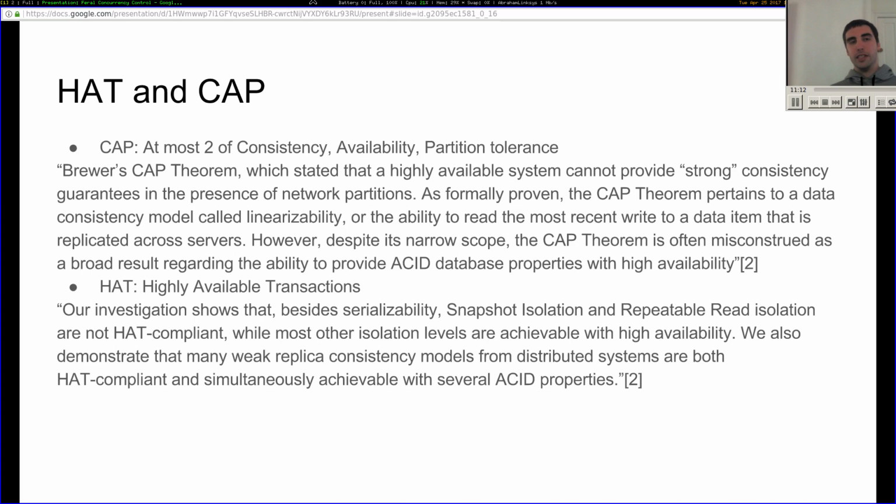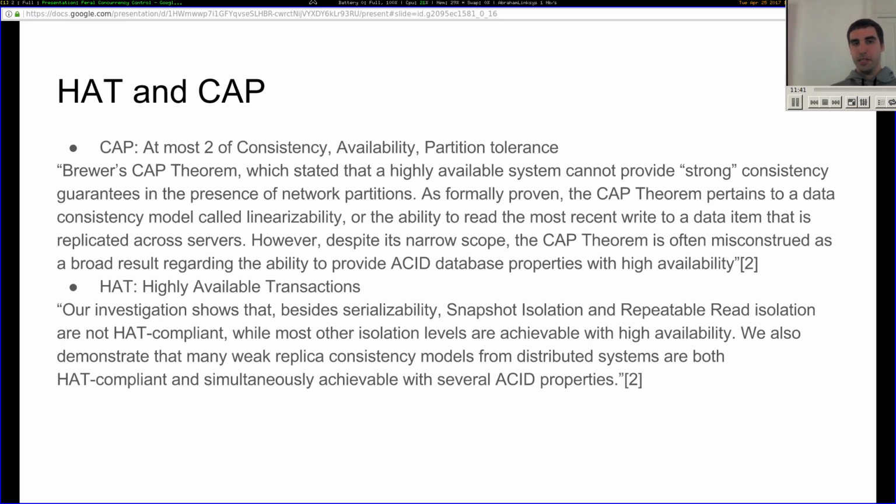So we looked at this other paper which examined the concept of highly available transactions, and what it did was it looked at this existing theorem, the CAP theorem, which says that you can have at most 2 of consistency, availability, and partition tolerance in your database system. And so essentially it's saying that you can't have performance and strong concurrency guarantees.